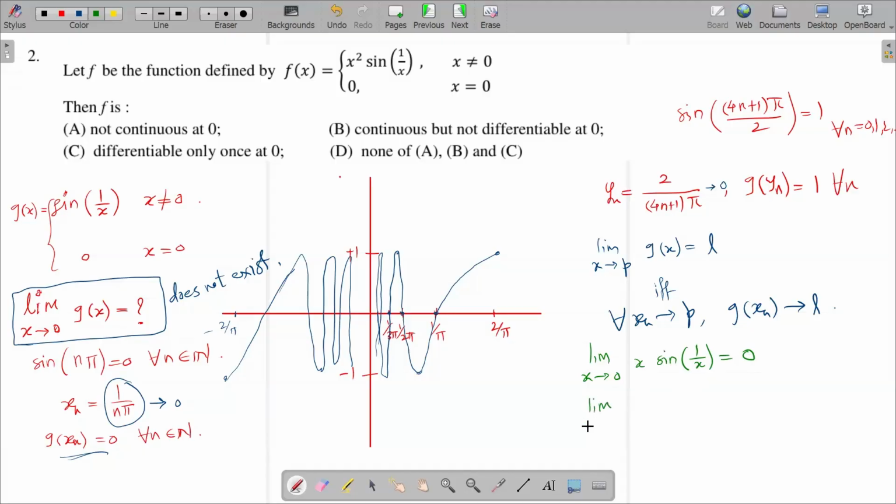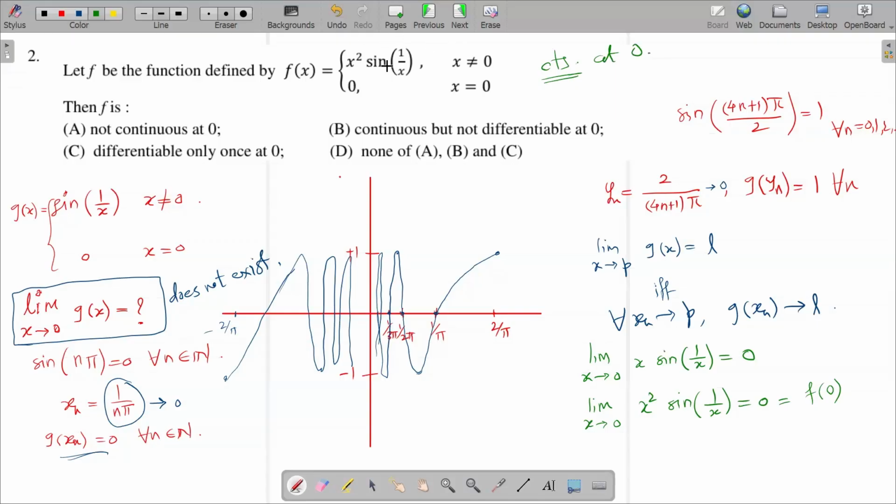Then another observation is limit x goes to 0 of x square sin 1 by x. This also is going to be 0, because x square is also going to 0 as x goes to 0. This is the same thing as f of 0 in our case. So continuity is definitely there. It is continuous. Continuous तो है ही वो at 0. लेकिन इसकी डिफरेंशिएबिलिटी भी चेक करनी है.